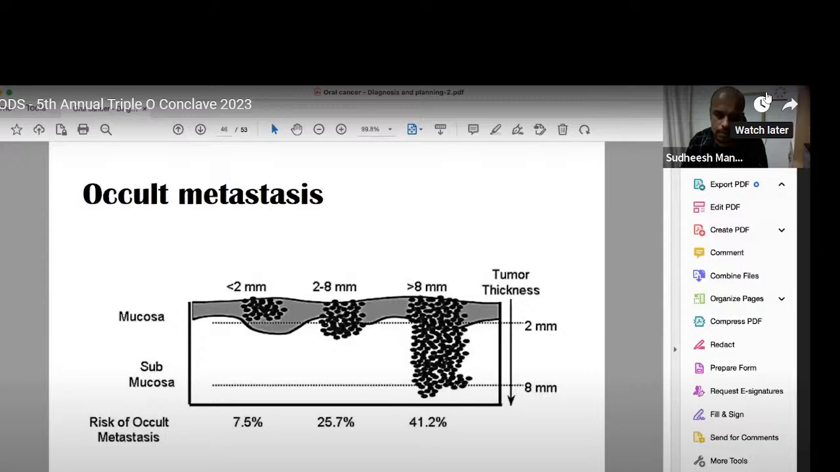There is a very landmark paper by Spiro where he compared the incidence of occult metastasis to the depth of invasion. When the depth of invasion is less than 2 millimeter, the incidence of occult metastasis is less than 7%. And when it goes beyond 2 millimeter, the incidence of occult metastasis is 25% and 41%. And as a rule, if the risk of occult metastasis is more than 15%, you have to do a neck dissection. So that is why we do neck dissection in all the oral cavity cases. For very small lesions, you might keep the neck under observation, but in all other cases you don't.